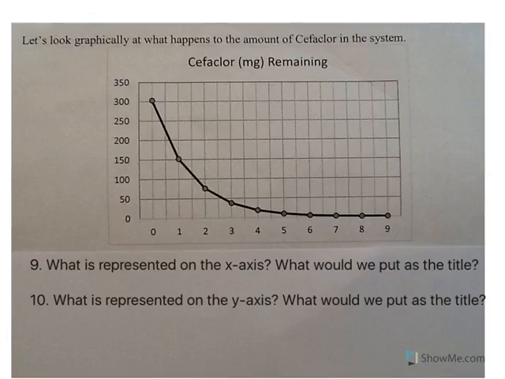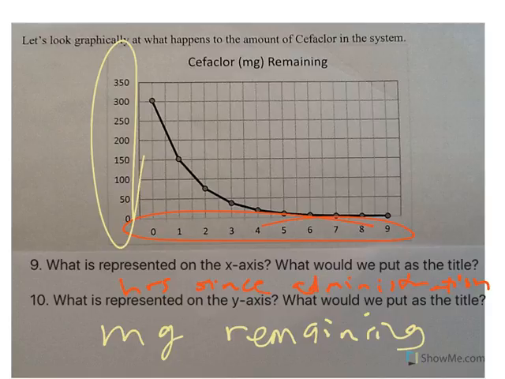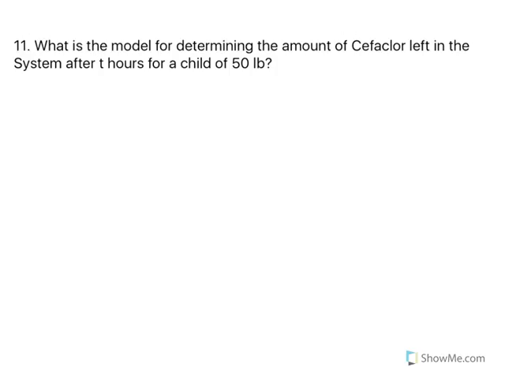Okay, so this is a graphic of the cefaclor remaining in your system. What would be represented on the x-axis down here? That would be hours since administration of the drug. I should have used a different word besides administration, but hours since the drug got shoved into your system. On the vertical axis would be milligrams remaining. And what should you put as a title? You could use those as the titles. Hours since administration could be on the horizontal axis, and milligrams remaining could be on the vertical axis, or the y-axis.